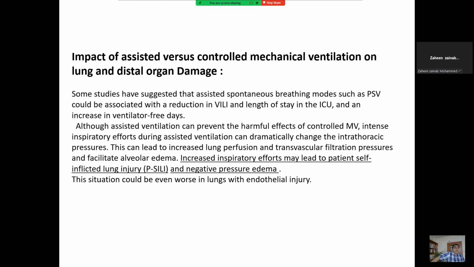Although assisted ventilation can prevent the harmful effects of controlled mechanical ventilation, intense inspiratory efforts during assisted ventilation can dramatically change the intrathoracic pressure. This can lead to increased lung perfusion and transvascular filtration pressure and facilitate alveolar edema. Increased inspiratory efforts may lead to a patient's self-inflicted lung injury and negative pressure edema. This situation could be even worse in lungs with endothelial injury.